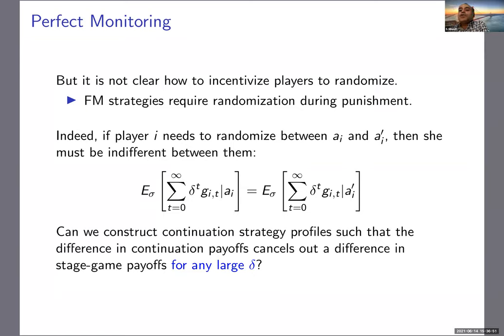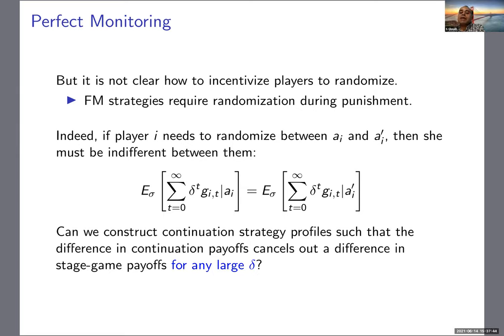Fudenberg-Maskin strategies require randomization during punishment because it's minmax. So anybody must mix at the minmax, and then we need to randomize. So suppose player i needs to randomize between a_i and a'_i, then she must be indifferent between them. So that's the indifference condition. Given sigma, what is the distribution of paths that sigma induces, given that player i plays a_i at time zero? We can take it at any time, but in particular, let's start with time zero. Then she must be indifferent over these, so this is our equality. On the left and right, the only difference is a_i on the left and a'_i on the right; these are the two pure actions that i is randomizing over, and they must be equal.